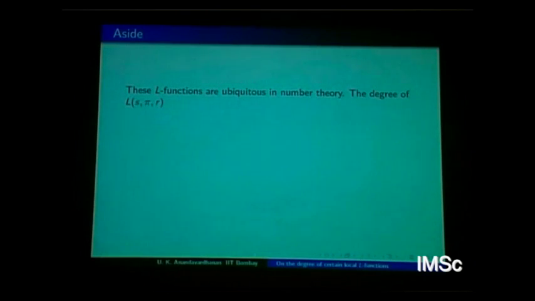For example, the degree of L_s(π, r), where r is either Sym square or exterior square. I'm focusing only on that. r could also be the tensor product in the Rankin-Selberg situation, GL_n cross GL_m to GL_mn. So r is Sym square, exterior square, Asai, because the Rankin-Selberg was a complete neat picture. It's a story that's finished. So we will focus only on these three.